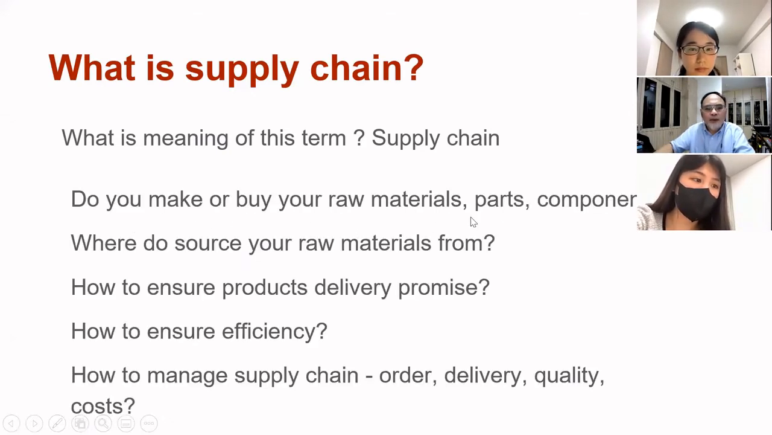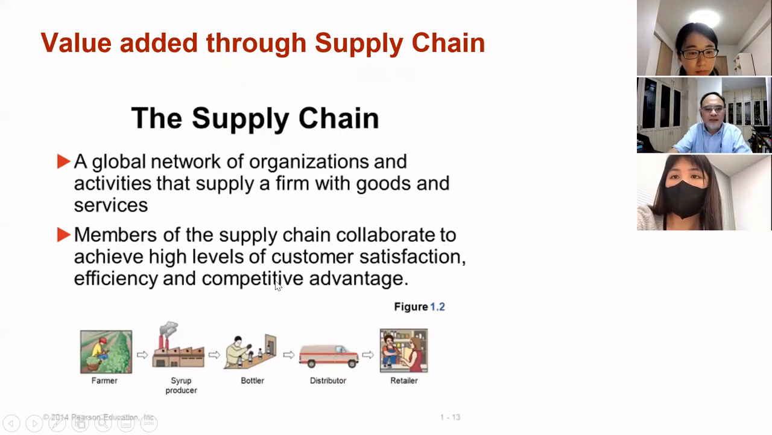So do you make or buy your raw materials, parts, components? Where do you source your materials from? How to ensure product delivery promise? How to ensure efficiency? And how to manage this supply chain in terms of order, delivery, quality issues, and also cost. So the formal definition is, it is a global network of organizations and activities that supply a firm with goods and services.